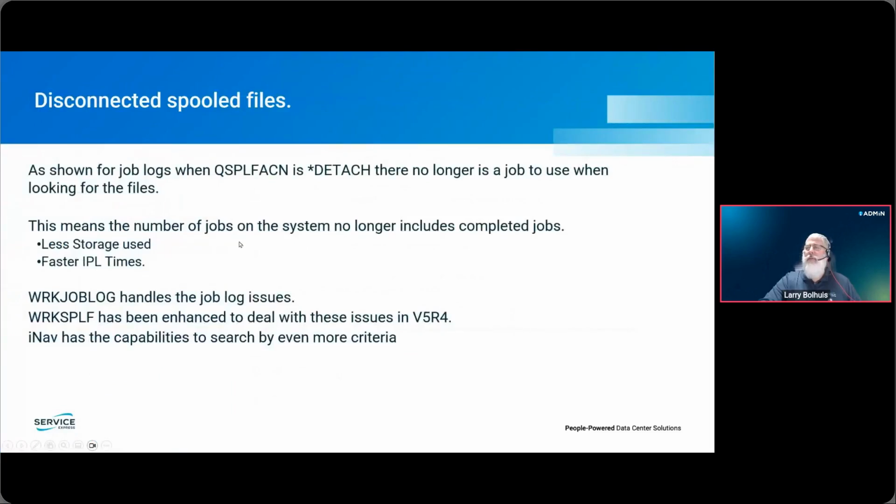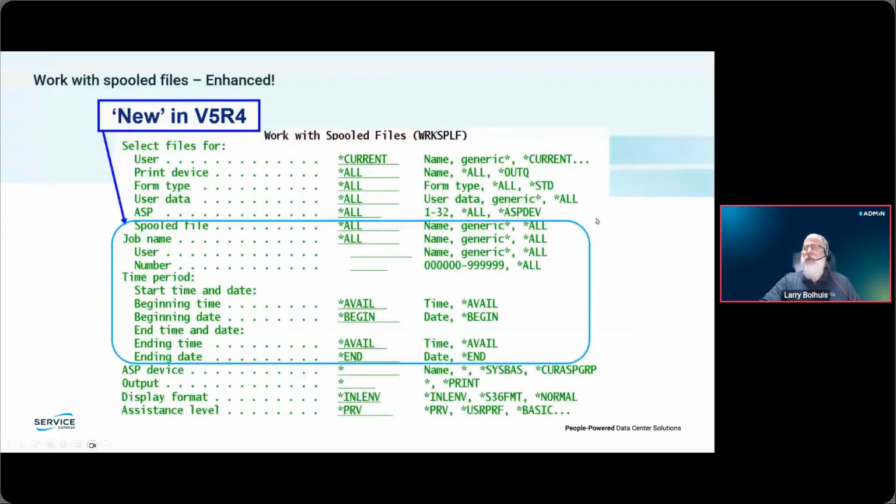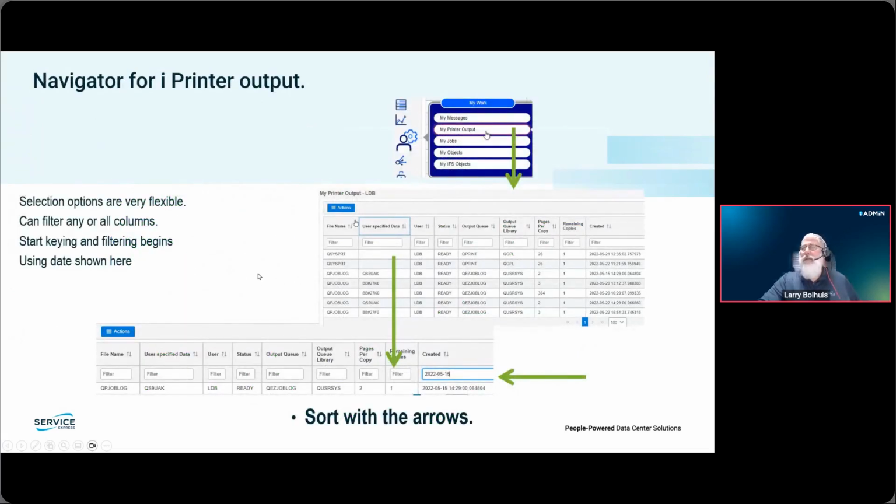Spool files, we talked a little bit about, but if you set QSPLFACN to detach, they disconnect from the job, so it gets you your job control blocks back, uses less storage, makes your IPLs go faster. Your job logs won't be found with WRKJOB, of course, because the job is gone, but you can use WRKJOBLOG. And then WRKSPLF, if you look here, there's a section that was new all the way back in 5.4 where you can specify the job name or the date and time, right, for that job. So you can find the stuff that way because the job control blocks are gone when you do the detach.